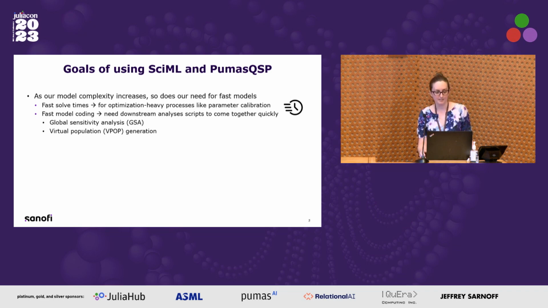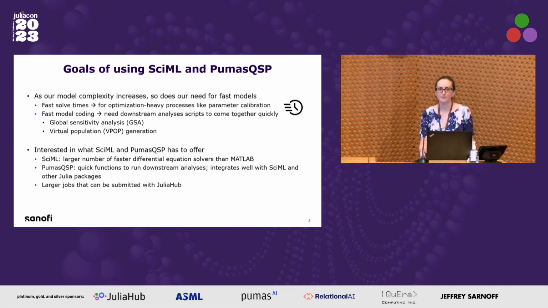really, we've been interested in speeding up our workflow in 2 different areas. We would love to have tools that have faster solve times than what we're currently doing, because we're doing a lot of optimization-heavy processes. And also, if we had tools that helped us speed up the time that it takes for us to write and perform our downstream analyses, that would also be helpful. We do global sensitivity analyses, and we create virtual populations for almost all of our models, but for each new model, we're writing a new script in these cases.